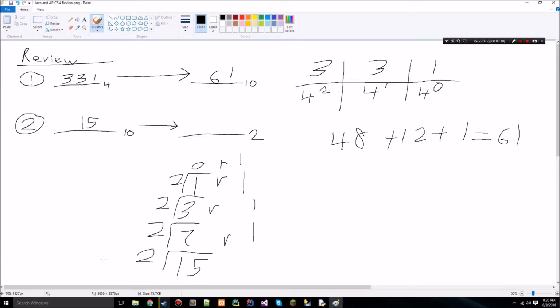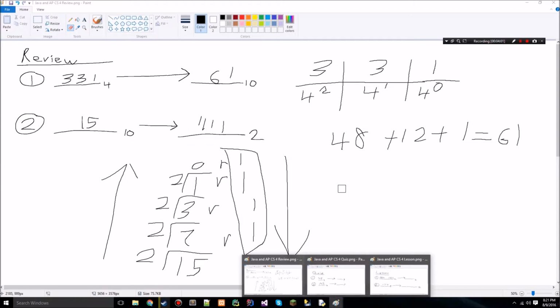So we went up the mountain, now we have to go down the mountain to read our results, and that is the remainders. In this case it doesn't matter because it goes either way, but typically you need to read the opposite way that you went through the division. So 15 in base 10 is 1, 1, 1, 1 in base 2. If you want to look back at the other method, you can go ahead and check the previous video, but that's the mountain division.